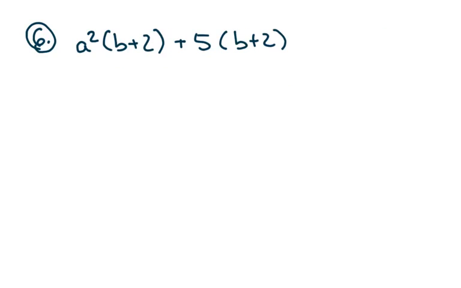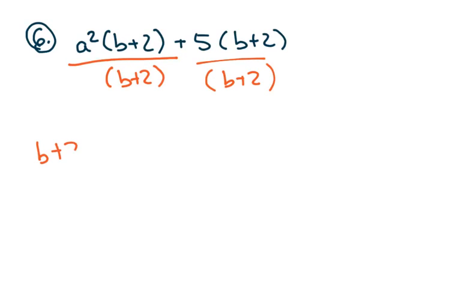Number 6. If you haven't done so already, pause the video. Give yourself a shot at this one. Going to assume that you've done so. And on this one, we're going to factor out a b plus 2. So we're going to put the b plus 2 on the outside. And we're going to be left with a squared plus 5.